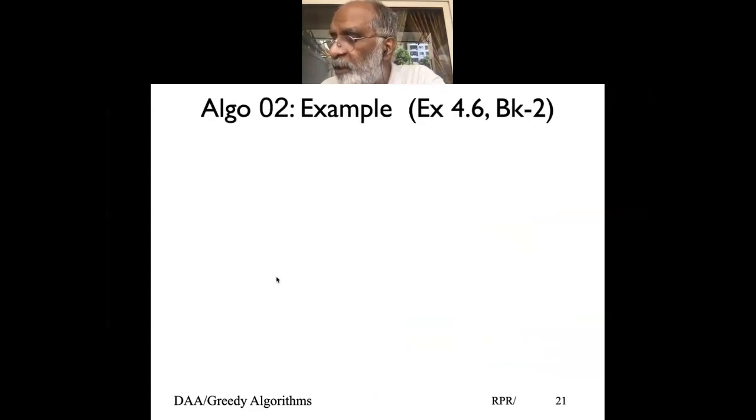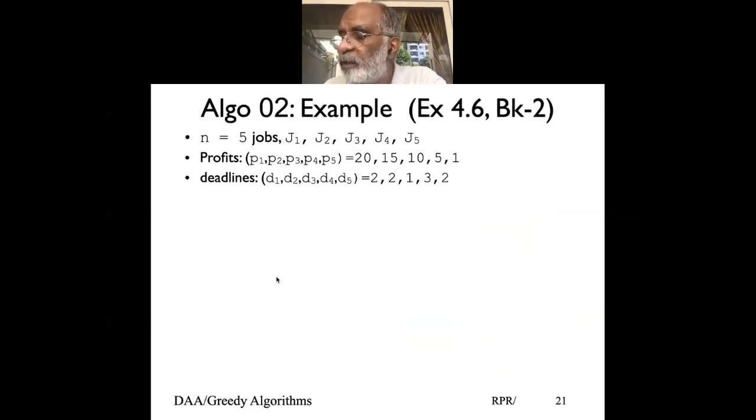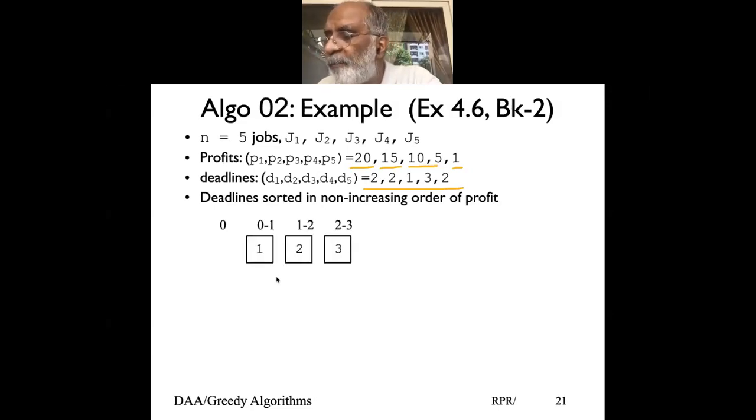So let's look at it with the example. Same previous example, 5 jobs. We had profits of 20, 15, 10, 5, 1, with deadlines 2, 2, 1, 3, 2. My M is basically 3. I need 3 time slots, even though there are 5 jobs, because the max deadline is 3. Initially they're pointing to themselves, so this is FK pointing to itself with 3 time slots. Now I look at job 1, which has a profit of 20. Job 1 is scheduled with a deadline of 2, so job 1 is scheduled here.